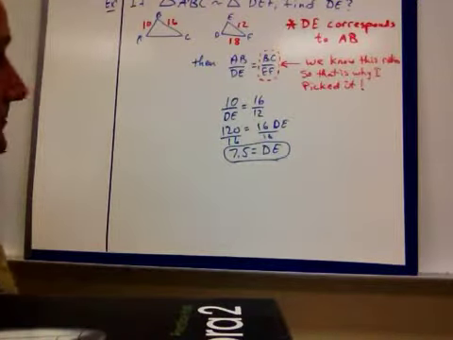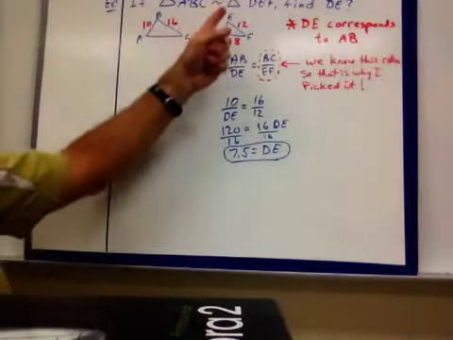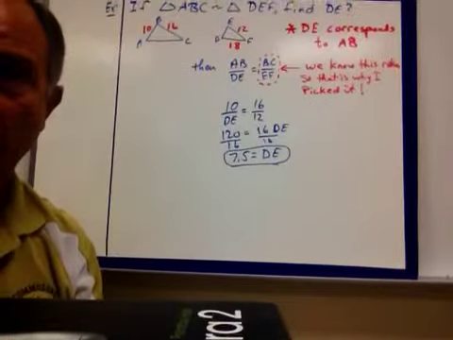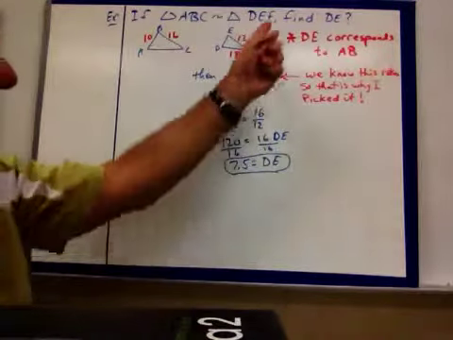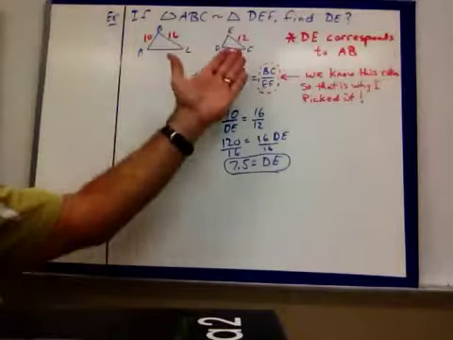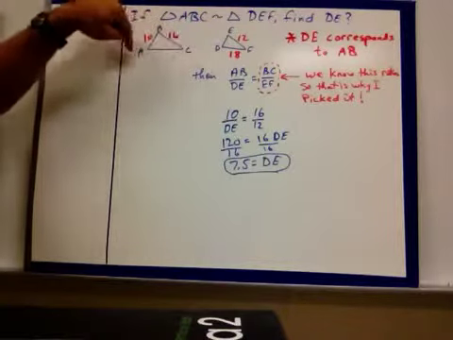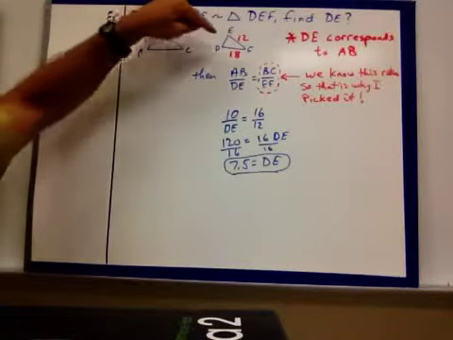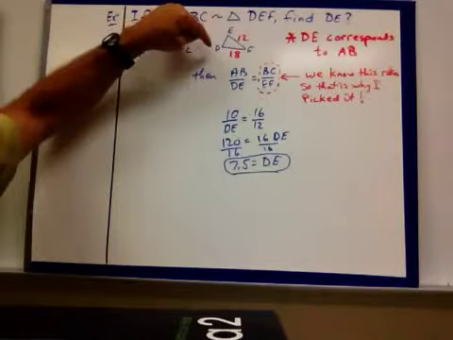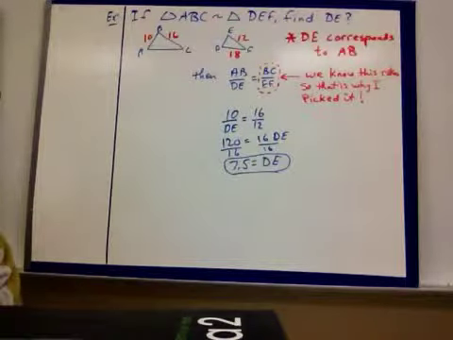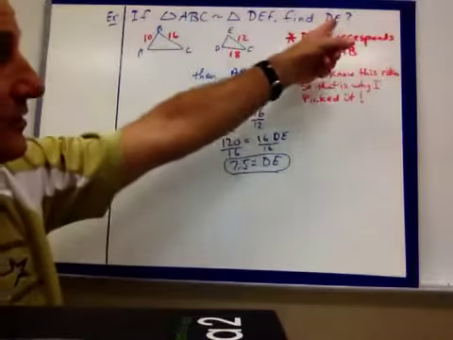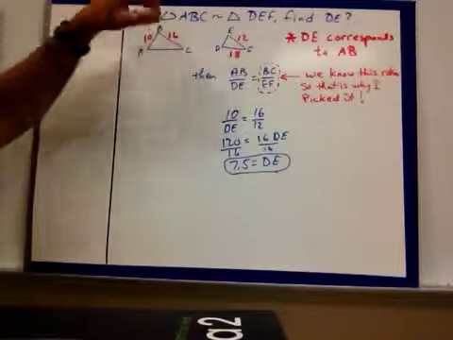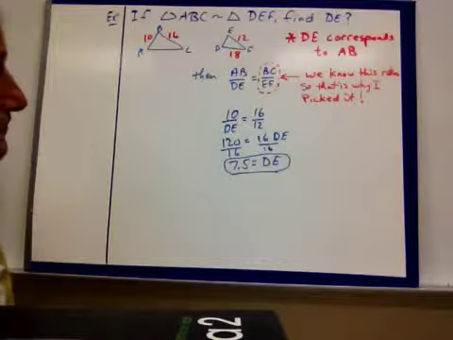Let's look at another example here. If triangle ABC is similar to triangle DEF, find DE. So this is what you're given right here. Here's ABC, here's DEF. They tell us that AB is 10 and that BC is 16. Over here they tell us that EF is 12 and DF is 18. The thing to know is this. DE, what does it correspond to in the other triangle? DE corresponds to AB. That's going to be important.